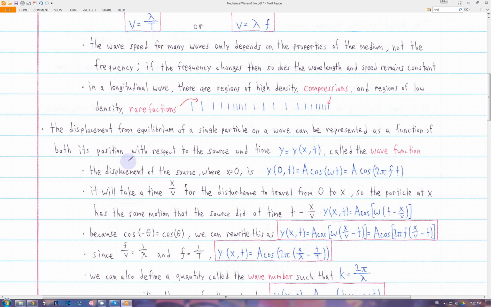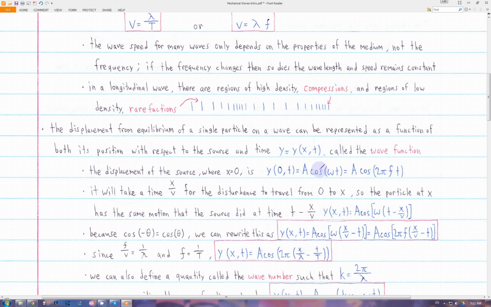So the displacement of the source can be represented by this equation, which we know is just the equation for simple harmonic motion. And so this is the function when x is equal to 0, since that's where the source is.